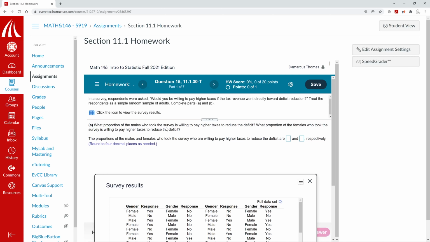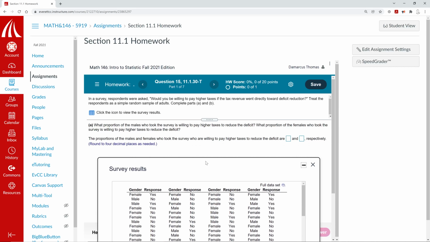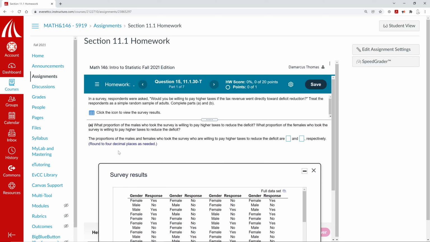What proportion of males who took the survey is willing to pay higher? What proportion of females who took the survey is willing to pay higher? The proportion of males and females who took the survey who are willing to pay higher. Okay, and I guess what we're doing is the ratio of yes, because we want to know the ones who are willing to.